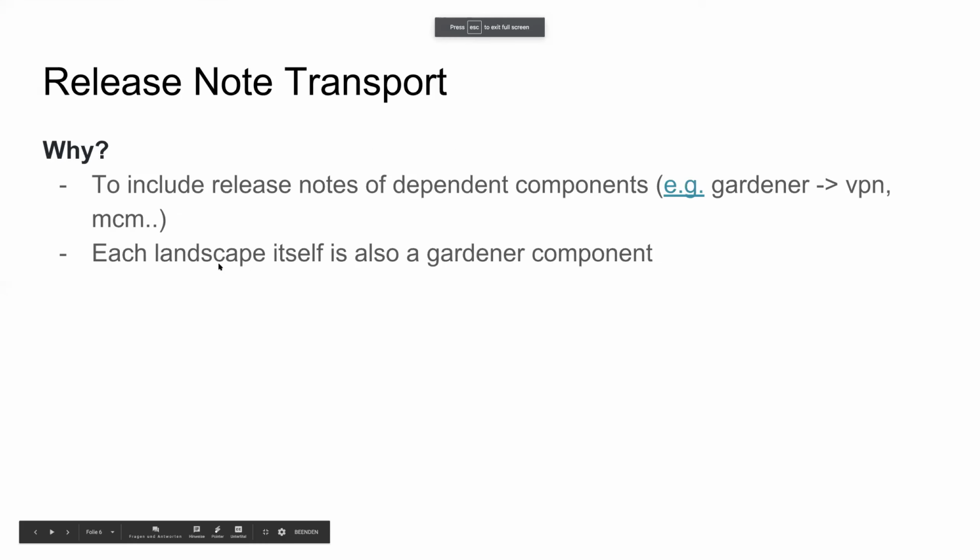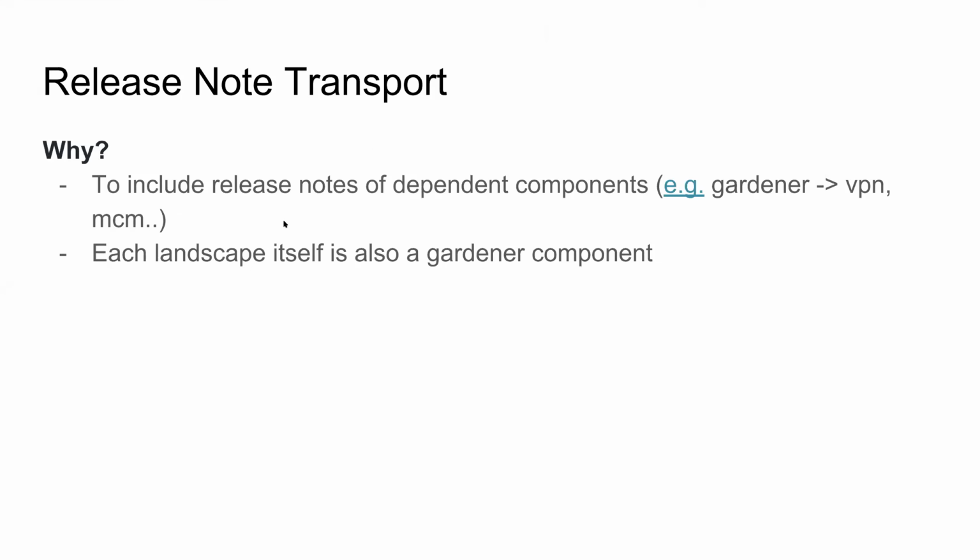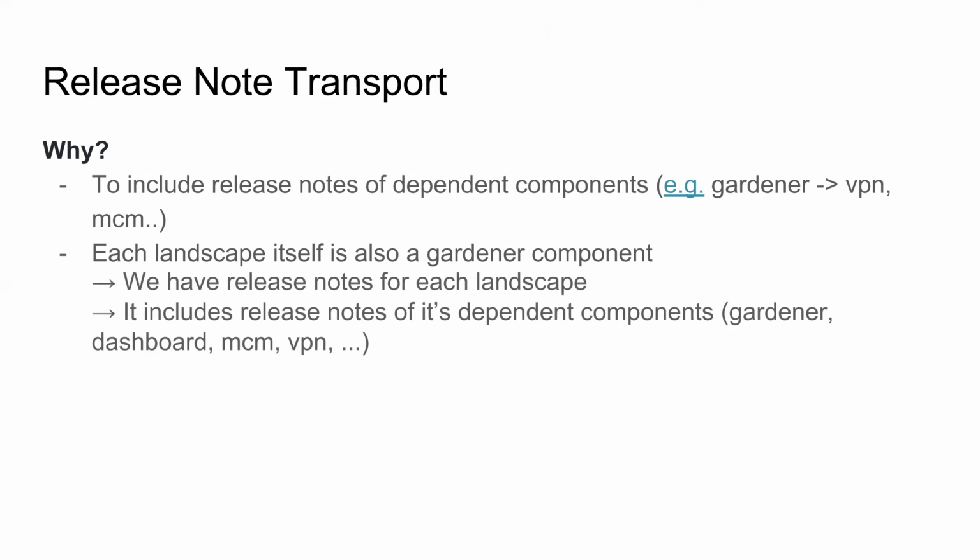And also for each landscape, like the dev landscape or canary or live landscape, each landscape is also a Gardener component, which means we also have release notes for each landscape. Without any special coding, we have the benefit that we can also include the release notes of the dependent components of this landscape. For example, every landscape has a dependency to Gardener, to the Gardener dashboard, and so on.